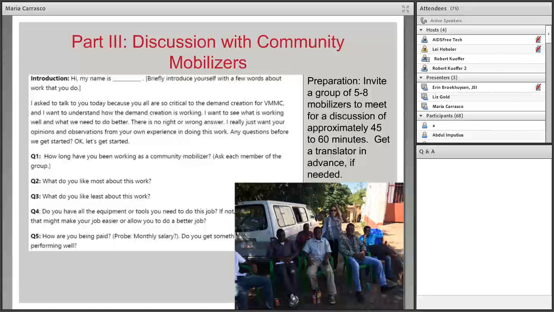So part 3 is a discussion with community mobilizers. And part 3 is meant to assess whether mobilizers are well managed, resourced, mentored, trained, and supported to ensure a strong demand creation effort. And this part is very important because, as Liz mentioned, mobilizers are essential to having a strong VMMC demand creation. In fact, data shows that most clients accessing VMMC are coming because of their efforts. So part 3 includes 24 questions to facilitate a rich conversation.